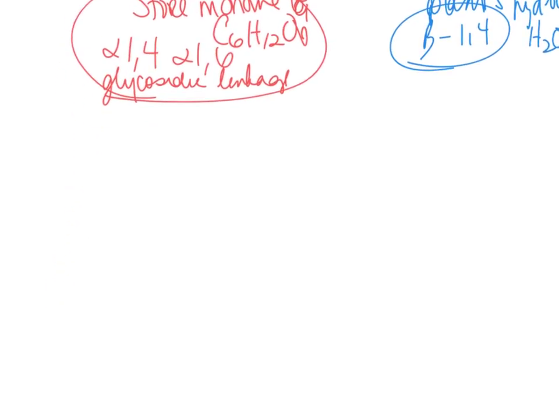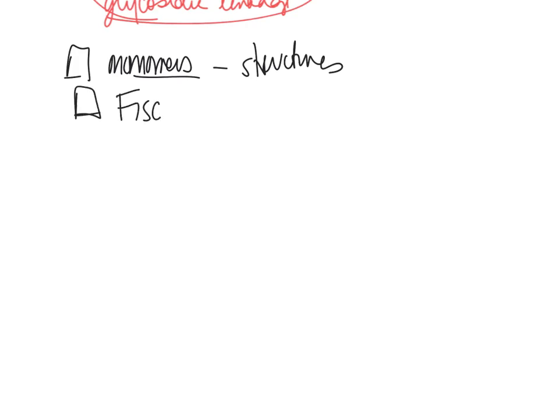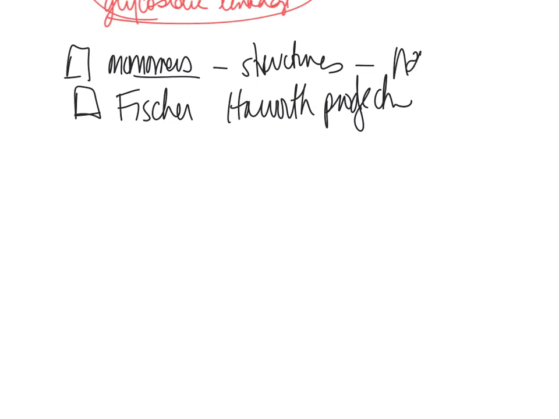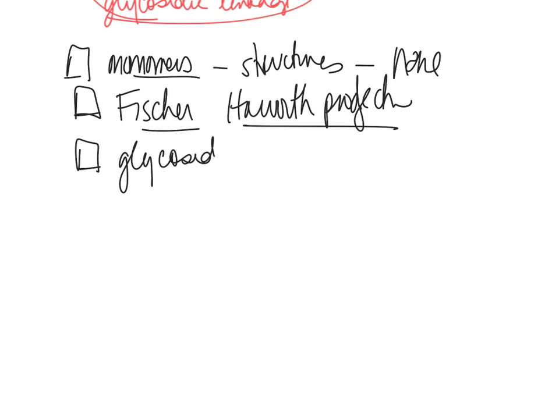So what are your learning objectives for this chapter? I want you to understand the different monomers and their structures of carbohydrates. I want you to be able to do Fischer and Haworth projections. So I want you to be able to name these structures and be able to convert Fischers into Haworth projections. And then I want you to be able to label a glycosidic linkage. So I want you to be able to locate that and name that.